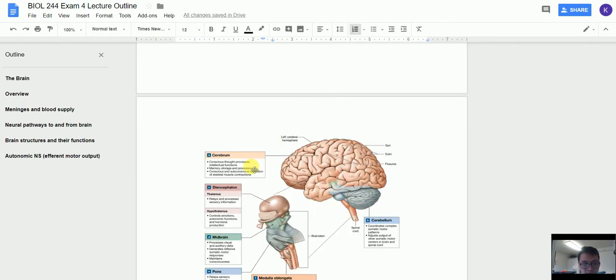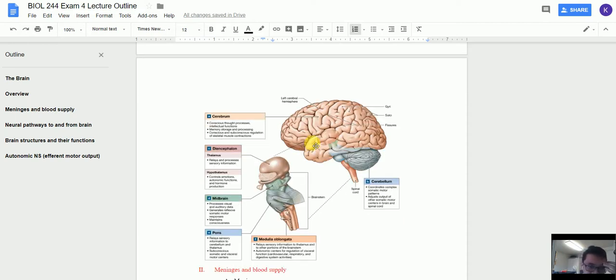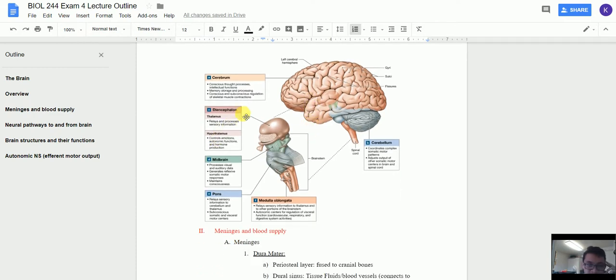So as before, some of the functions here: the cerebrum is all about conscious thoughts, thought processes, intellectual functions, memory and storage. The cerebrum's this top portion right here. Some skeletal muscle regulation. The diencephalon, of course, includes the thalamus and the hypothalamus.